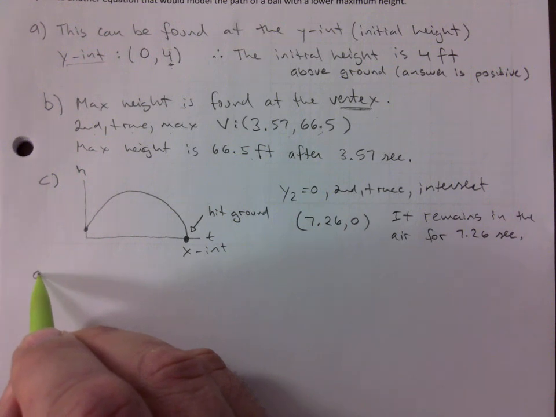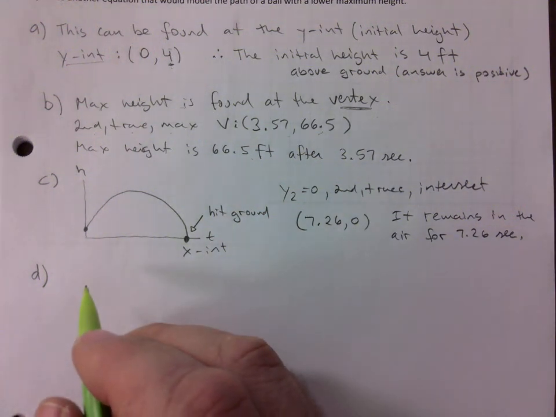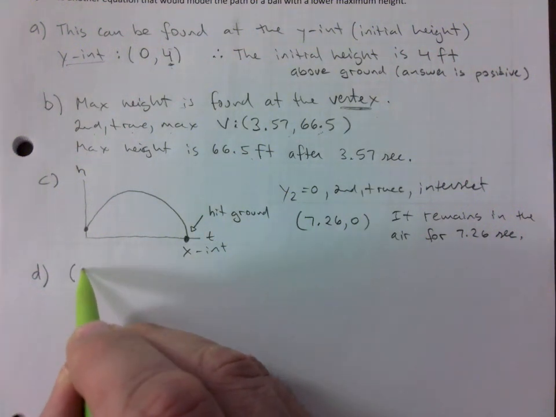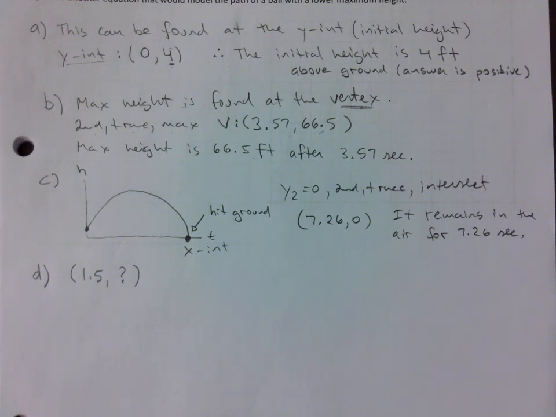What's D asking for? I'm going to slow down a little bit because you're writing this down. I need you to hear what I'm saying as well. D is asking, calculate the height of the ball 1.5 seconds after being hit. Do you want me to translate that for you? This is what the question is asking, and a lot of questions ask this. When time is 1.5, what's the height going to be? That's really what the question is asking.